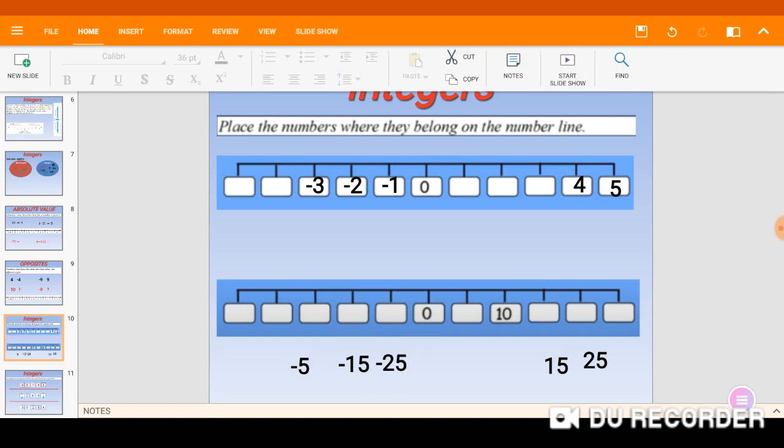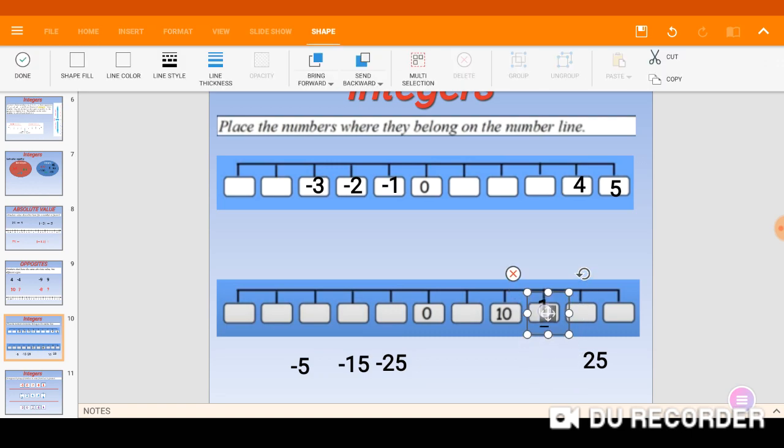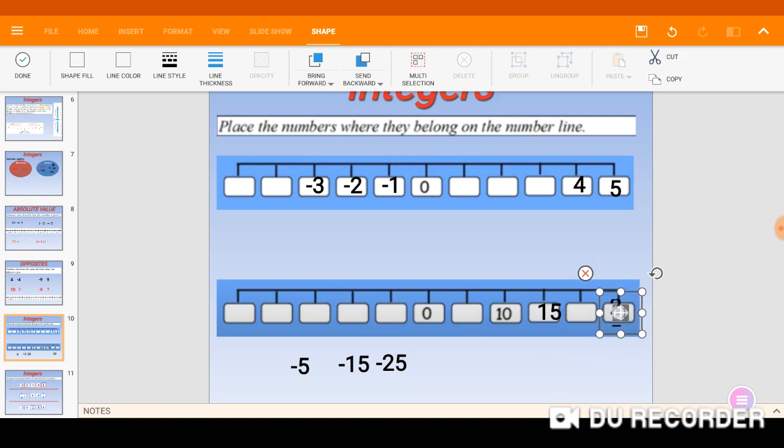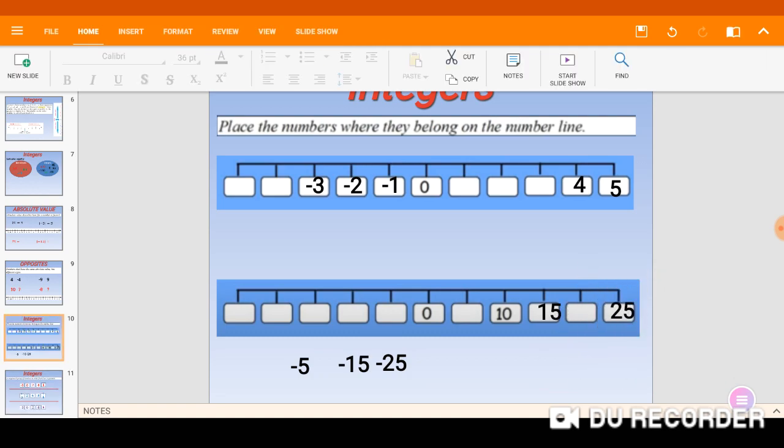After 0 is 5. Next, 10. After 10 is 15. Yes. Each time I add 5. This is the scale of the number line. Then 20, so we'll leave the fourth place. Then 25, and we'll leave the last place. And this is the right-hand side, which contains the positive numbers.